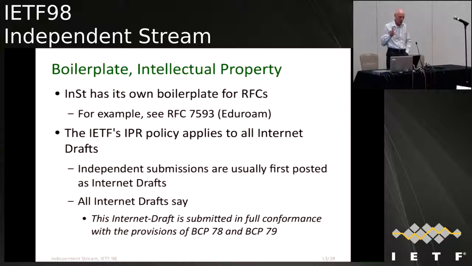The Independent Stream has its own boilerplate for RFCs. As an example, have a look at 7593, which is the EduRoam one. That's an easier place to find it than anywhere else. This may be a problem if you thought you were looking for some IPR protection from it being an RFC. Well, it doesn't have that if it's coming from the independent stream.